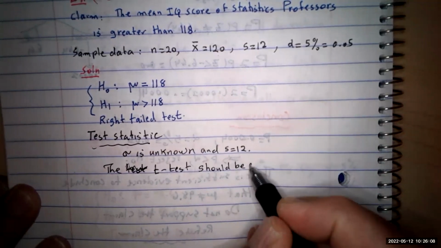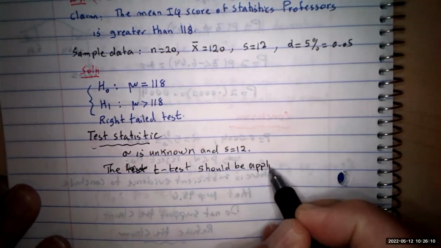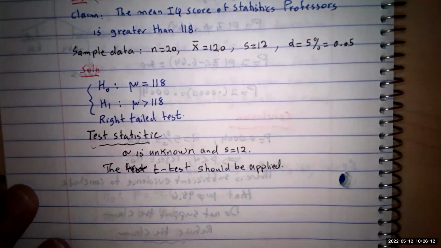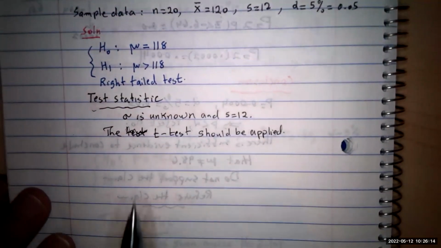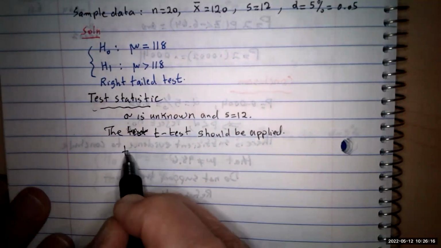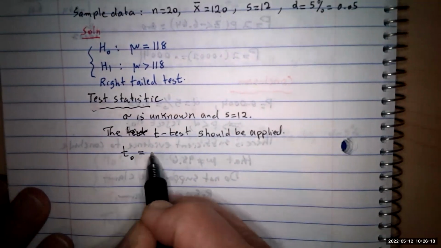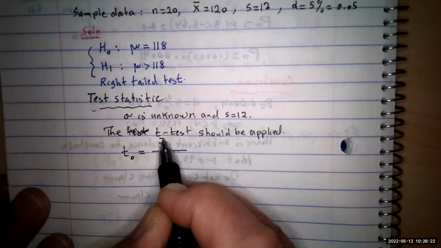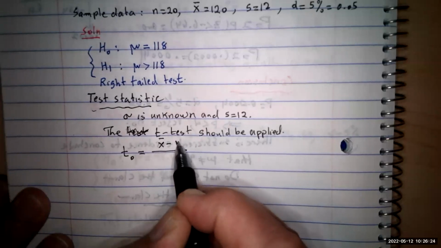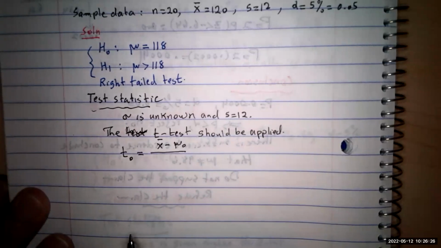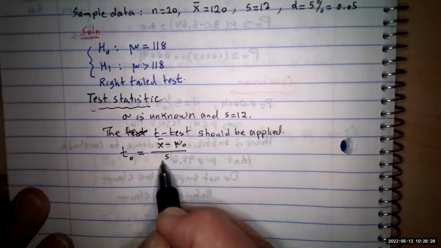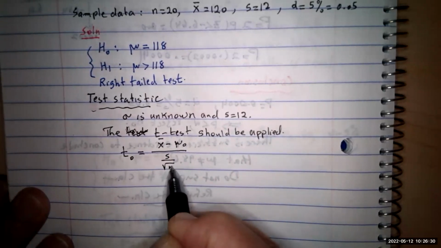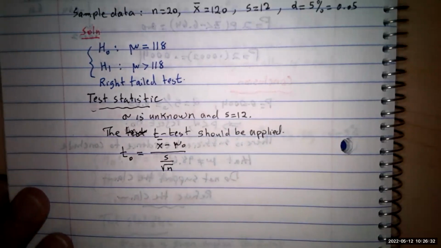T-test should be applied. So you're not going to go with the Z, you go with the T. So your T0 would be equal to the X bar minus mu or mu naught, but over it is going to be S, S over radical N, not sigma over radical N.